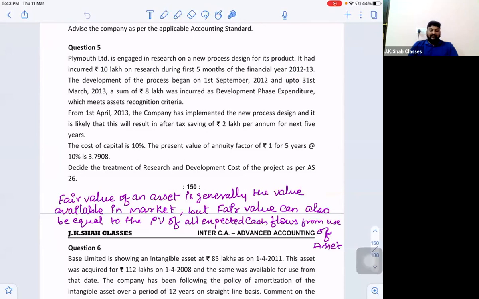Okay. The development of the process began on 1st September 2012 and continued up to 31st March 2013, that is over a period of, I think, 7 to 8 months. A sum of rupees 8 lakhs was incurred as development phase expenditure, which meets the asset recognition criteria. So 8 lakh was incurred on development, which is meeting the asset recognition criteria, meaning technically the entire 8 lakh can be capitalized as an intangible asset because it meets the asset recognition criteria in the balance sheet.